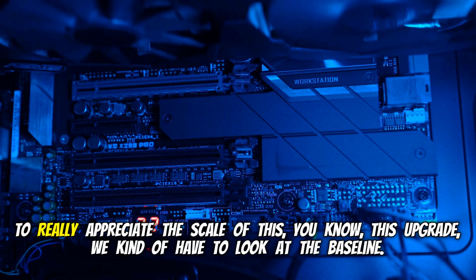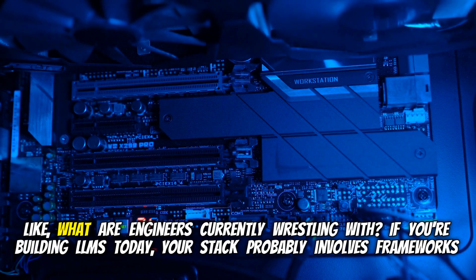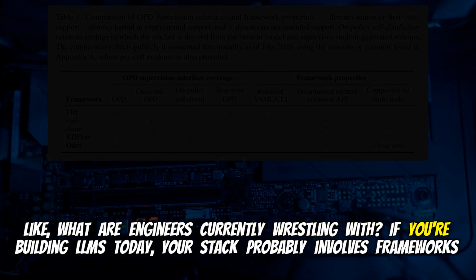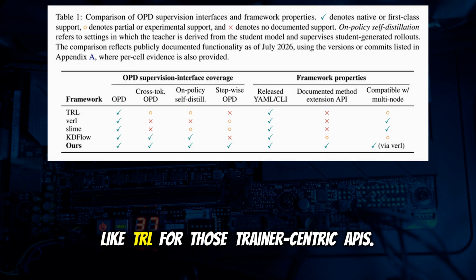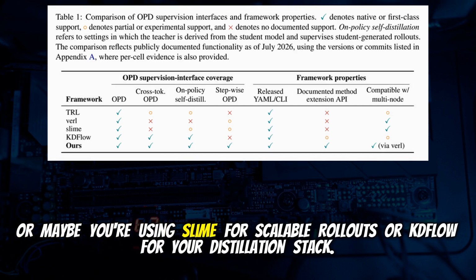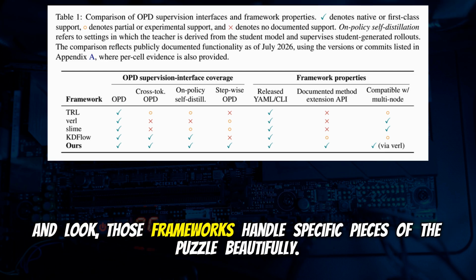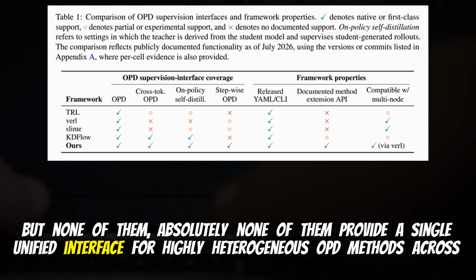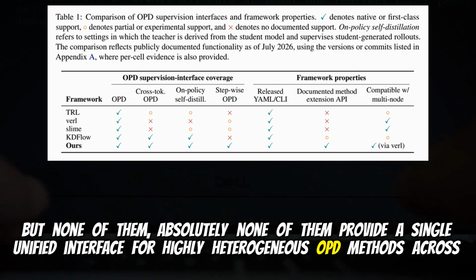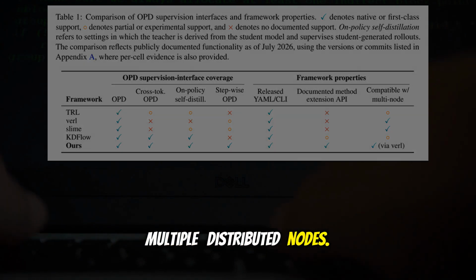Oh, totally. To really appreciate the scale of this upgrade, we kind of have to look at the baseline. Like, what are engineers currently wrestling with? If you're building LLMs today, your stack probably involves frameworks like TRL for those trainer-centric APIs. Right. Or maybe you're using Slime for scalable rollouts or KD Flow for your distillation stack. And look, those frameworks handle specific pieces of the puzzle beautifully. They really do. But none of them, absolutely none of them, provide a single unified interface for highly heterogeneous OPD methods across multiple distributed nodes.